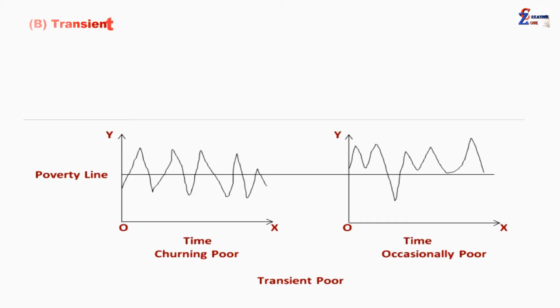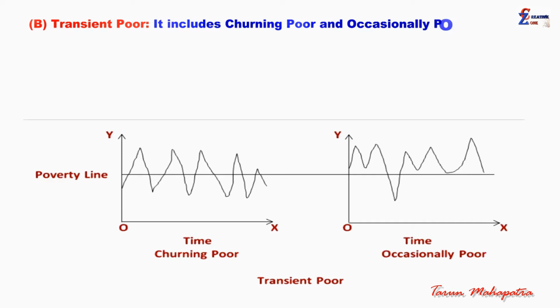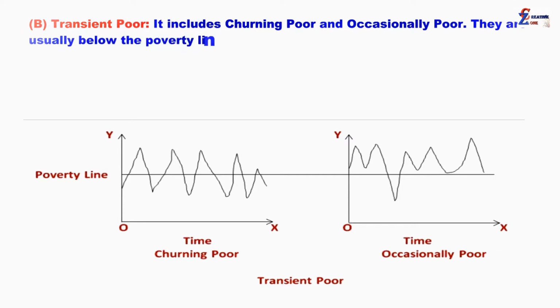Now we are going to discuss the second category of poor, that is transient poor. It includes churning poor and occasionally poor. Churning poor, they regularly move in and out of the poverty line. Example, small farmers and seasonal workers. And occasionally poor, they are most of the time rich but sometimes below the poverty line due to bad luck.